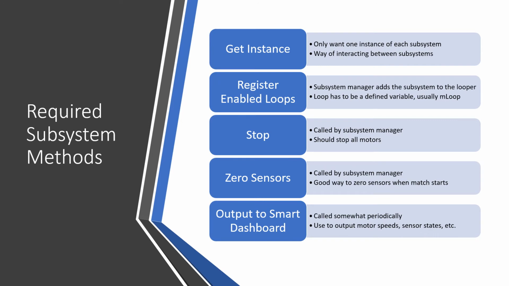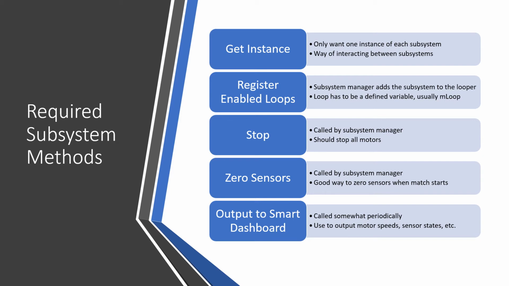Now, each subsystem does extend an abstract class, or kind of like a blueprint of all the methods it needs to contain. So I'm going to go over those now. The first one is the getInstance method, and this is used because we don't want to have more than one instance of a subsystem. Like our robot does not have two drive bases. And this is a way of also interacting between subsystems, so that if we want to modify or make the drive base do something outside of it, then we would do the getInstance method.